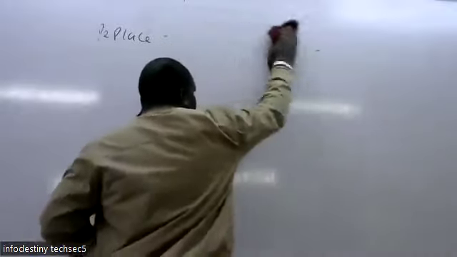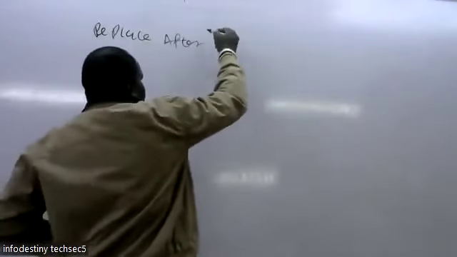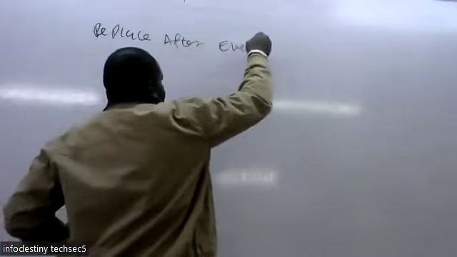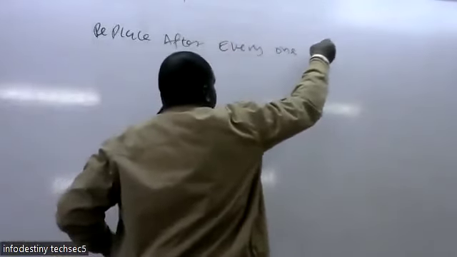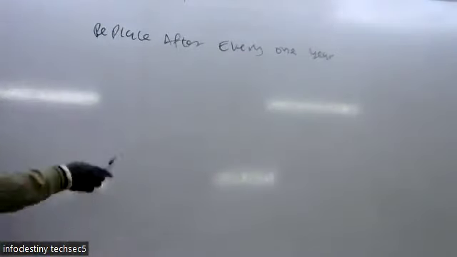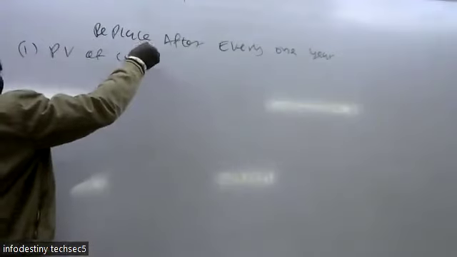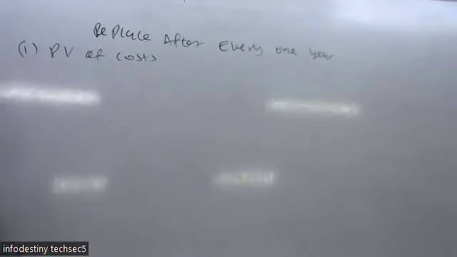So this time the costs are more. When costs are more, we get the present value cost. So we start with replace after every 1 year. Because costs are more, our step number one will be present value of the costs. Our first step now is not the net present value, it will be present value of costs.